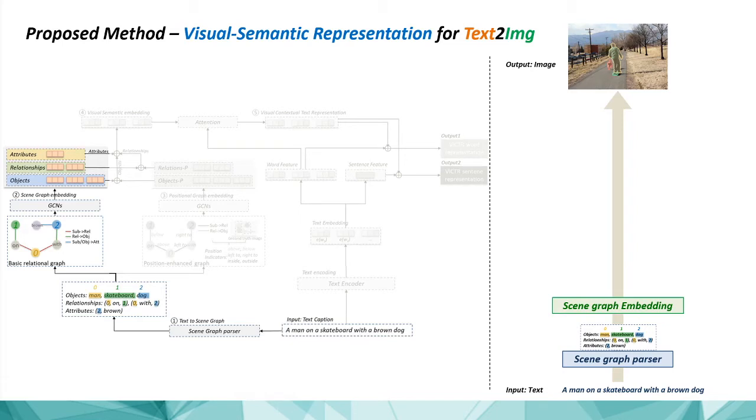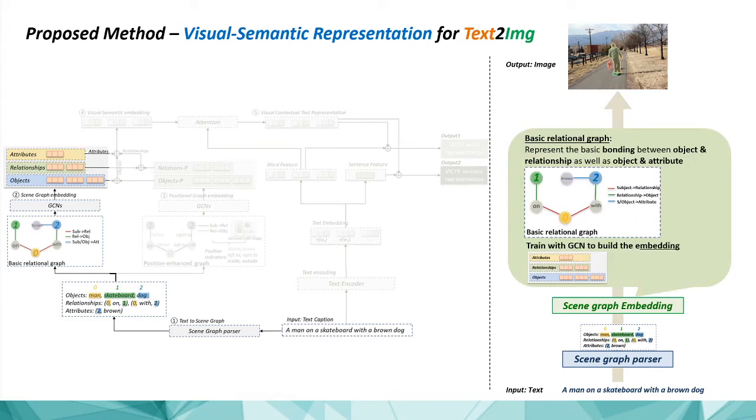Here, we apply GCNs, graph convolution networks, to model the relative distance of nodes and edges in the scene graph and preserve this visual semantic information. We made this basic relational graph, which includes each object, relation, and attribute as node level. The object-to-relation connection and relation-to-object connection are represented as directed edges. Similarly, the object-attribute connection is represented as edges in between.